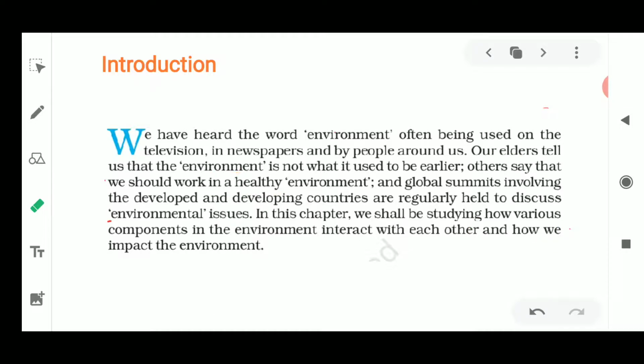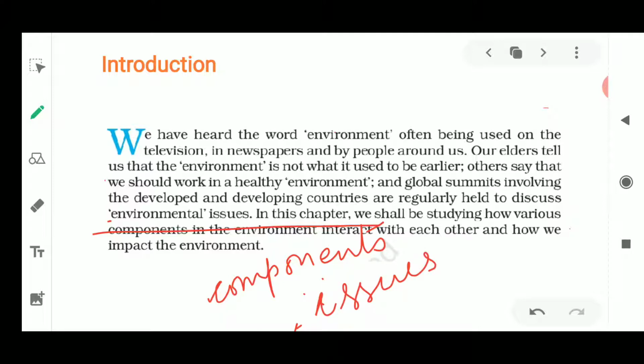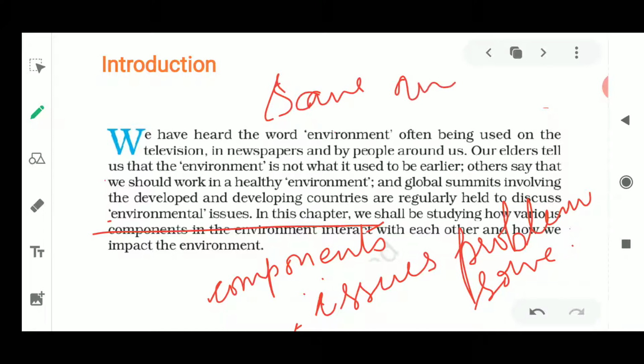So this introduction is sufficient to tell you what we are going to study in this chapter in detail: the environmental issues, the environmental problems, as well as the environment. First we'll understand what components are present. Components of the environment, and then we are going to study the issues related to environmental problems and how to solve them to save our environment.